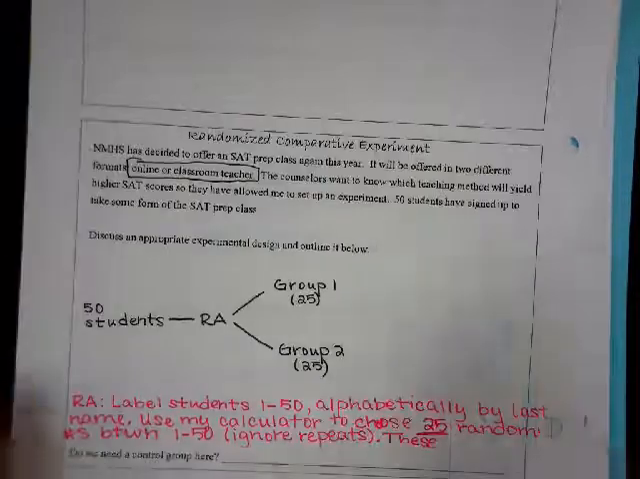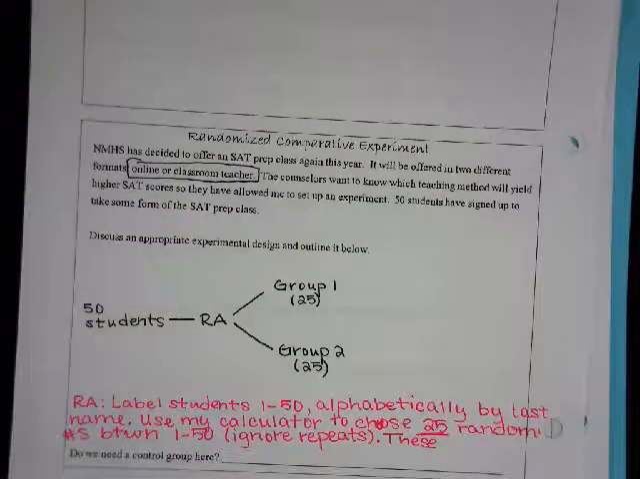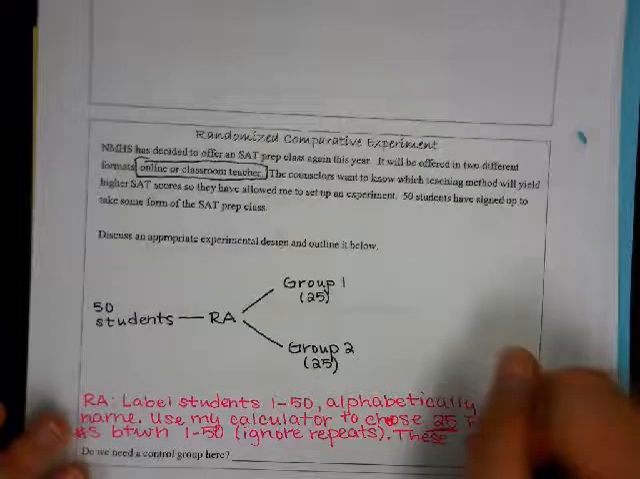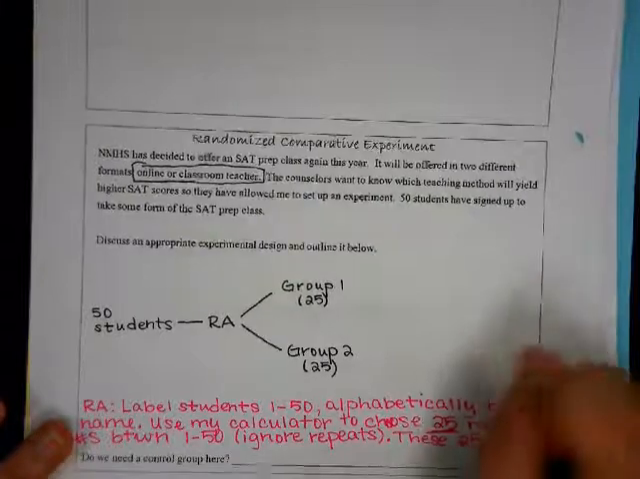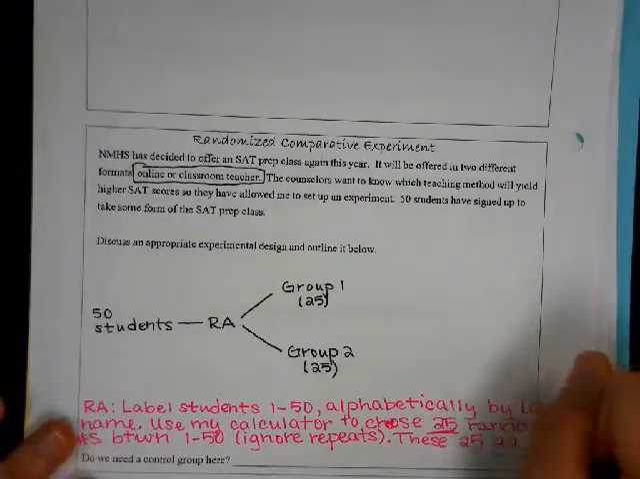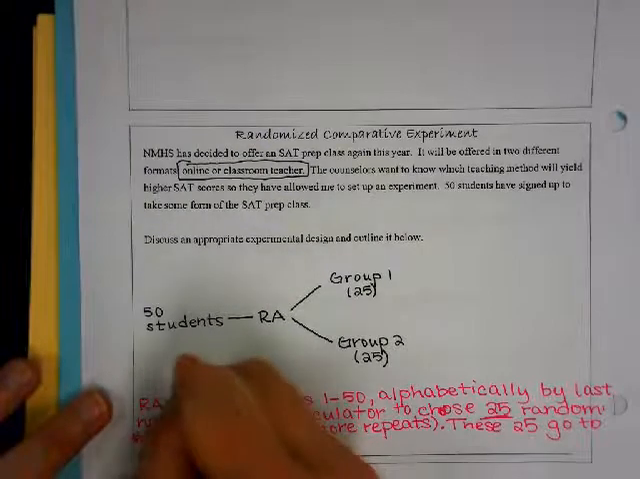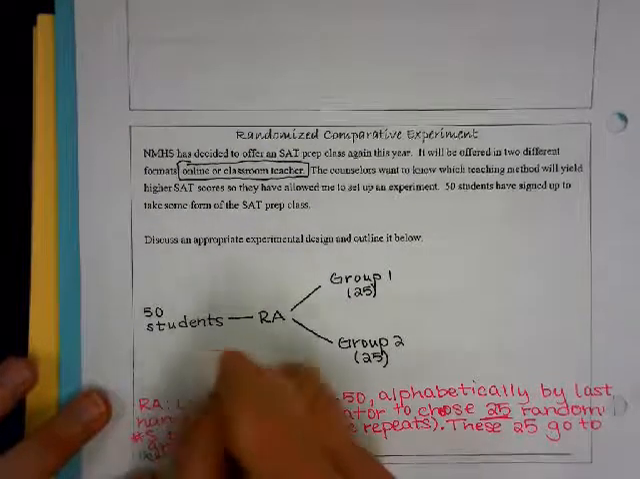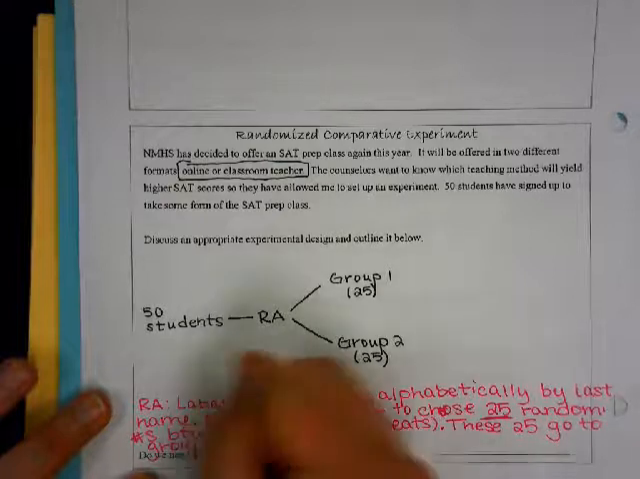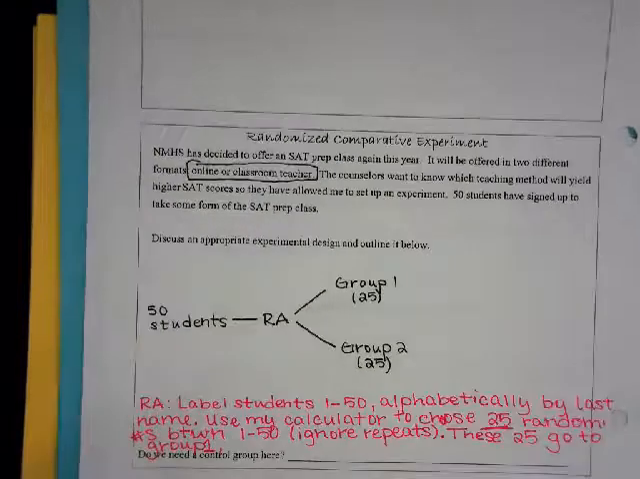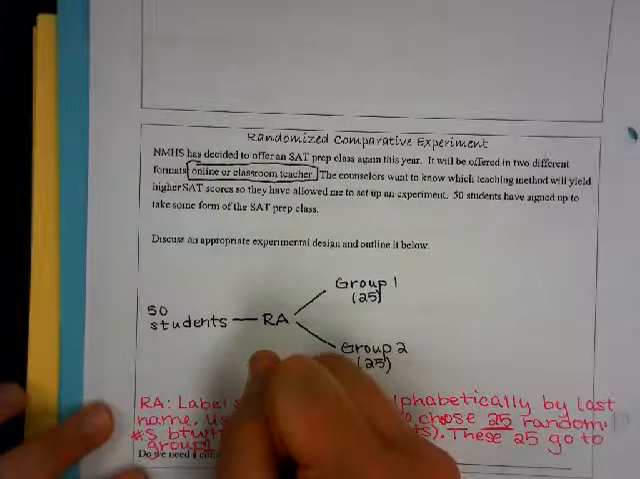We got our 25 numbers. These 25 go into group 1. And then the other, sorry, my group and my 1 are really close together. The remaining 25 go to group 2.